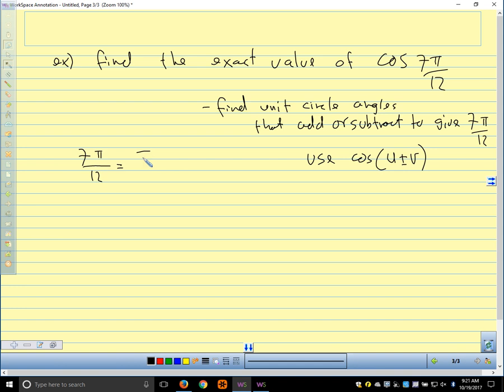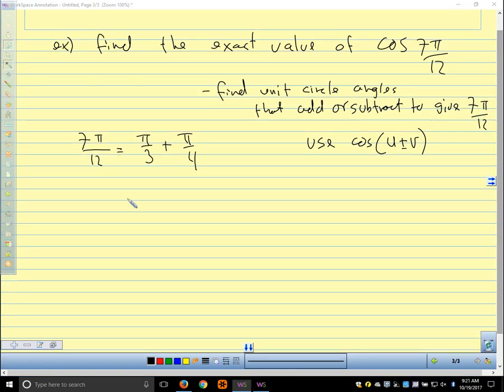How about pi over 3 plus pi over 4? So when I find my common denominator, I'm going to multiply pi over 3 by 4 over 4, and pi over 4 by 3 over 3. So in the top I get 3 plus 4, and in the bottom I get 3 times 4. So then we say that we want to find the cosine of pi over 3 plus pi over 4.